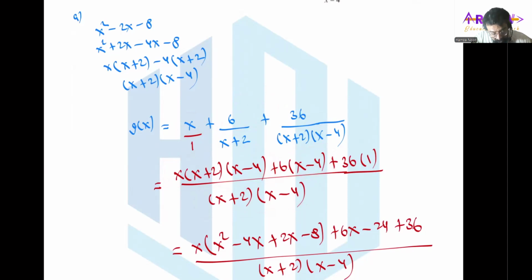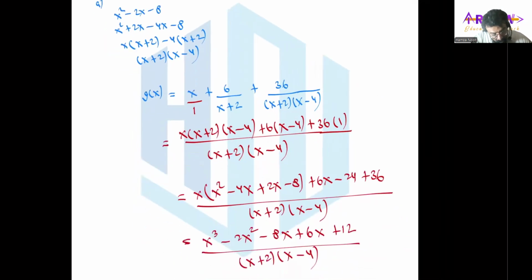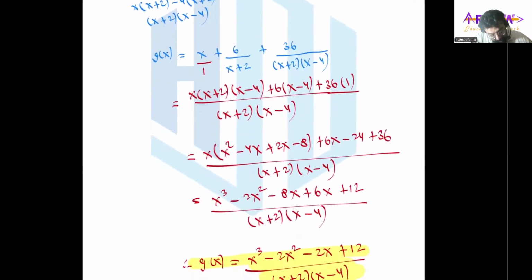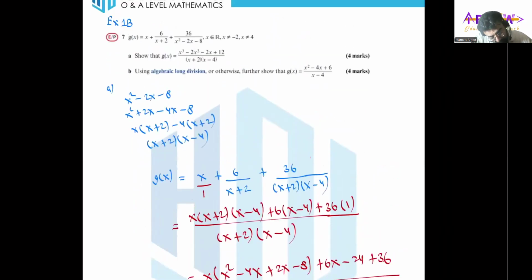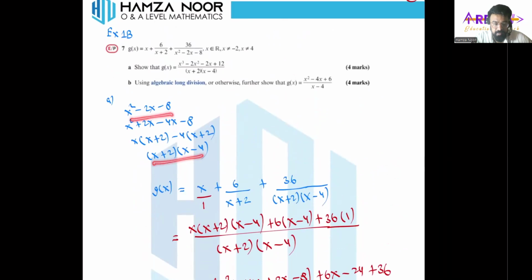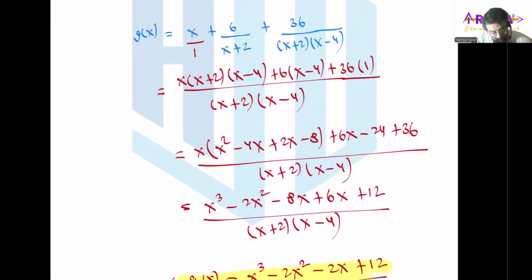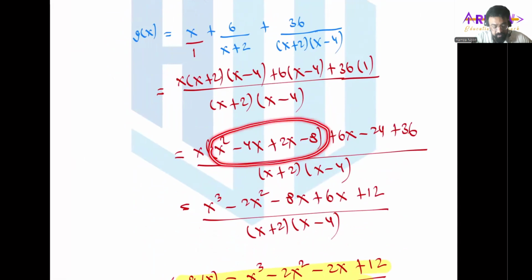And then you need to ask yourself by what term you need to multiply x plus 2 into x minus 4 such that you get this denominator over here. Obviously, you need to multiply it with 1. So this numerator 36 will also be multiplied with 1. So now, as I am already aware that this x plus 2 into x minus 4, the expansion was x square minus 2x minus 8, I could have just simply avoided this step and mentioned x square minus 2x minus 8. But anyways, I still did the complete expansion.